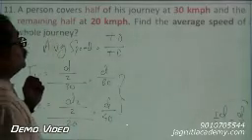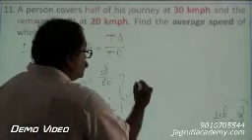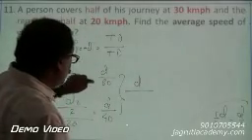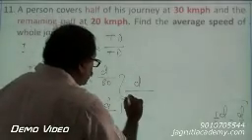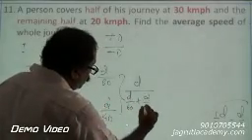Okay, what is total distance? The total distance I have taken as d. So this must be d by time 1 plus time 2, that is d by 60 plus d by 40.